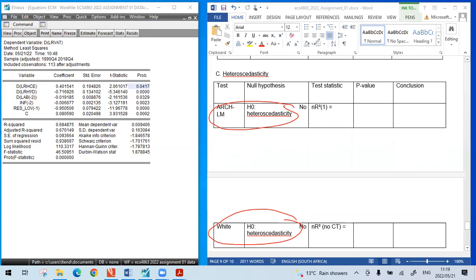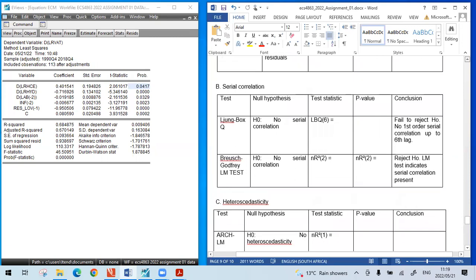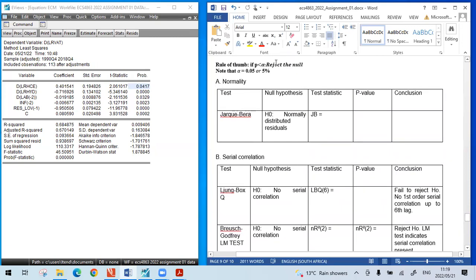Residuals are very important when it comes to OLS. We are going to check the residuals, okay? I'm repeating for a reason. So let's do it quickly. Let's start with our normality tests.